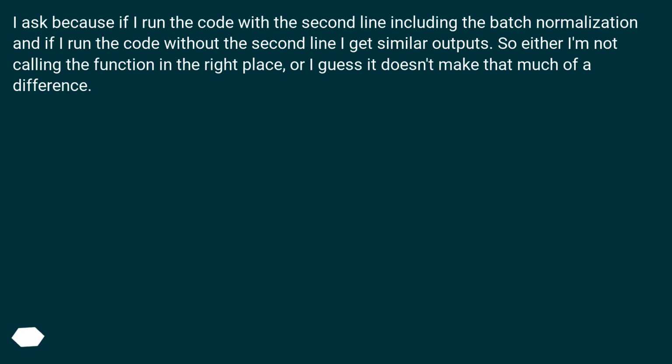I ask because if I run the code with the second line including the batch normalization, and if I run the code without the second line, I get similar outputs. So either I'm not calling the function in the right place, or I guess it doesn't make that much of a difference.